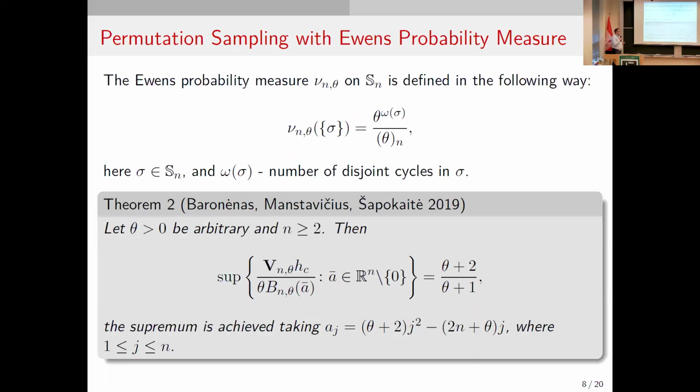If we were to sample, instead of uniformly, using Ewens's probability measure, which is used in some genetic modeling using permutations, then we can generalize the results shown in the previous slide, and the variance can be bounded by the first term in the following way. Why do I call it a generalization? If we choose theta equal to 1, then we arrive at the result that we saw previously.